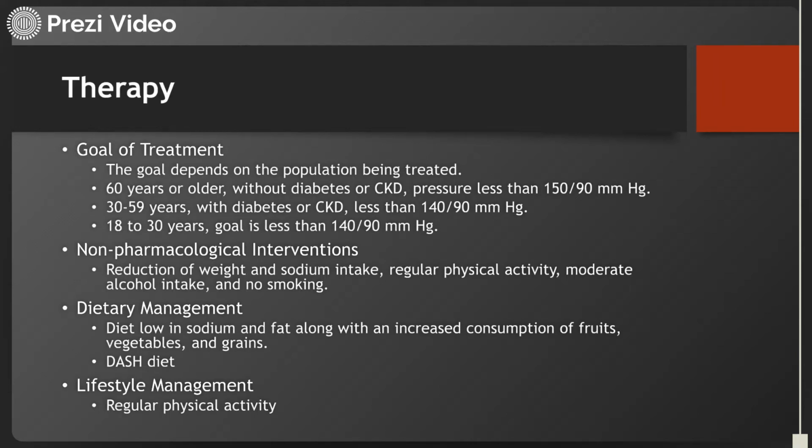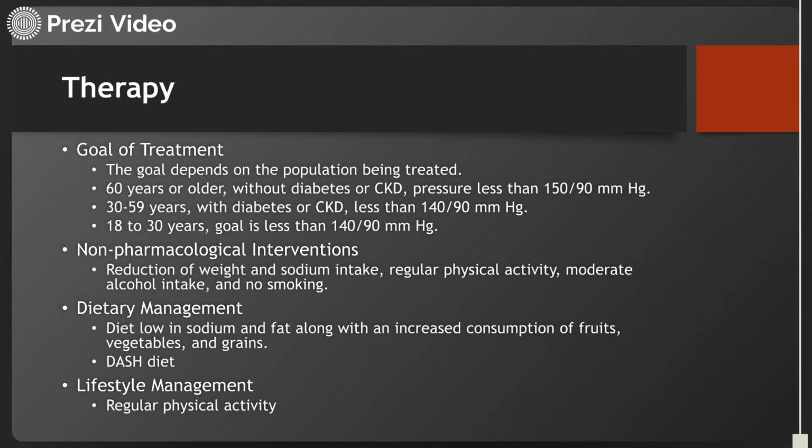So what is the goal of the treatment? Well, hopefully, to control the blood pressure, but it also depends on the population being treated. If you have somebody who is 60 years or older without diabetes or chronic kidney disease, we want to maintain the pressure less than 150 over 90 millimeters of mercury. If you have somebody who is 30 to 59 with diabetes and chronic kidney disease, we want it to be less than 140 over 90. And of course, if you have a young person like 18 to 30 years, the goal is to hopefully keep them less than 140 over 90.